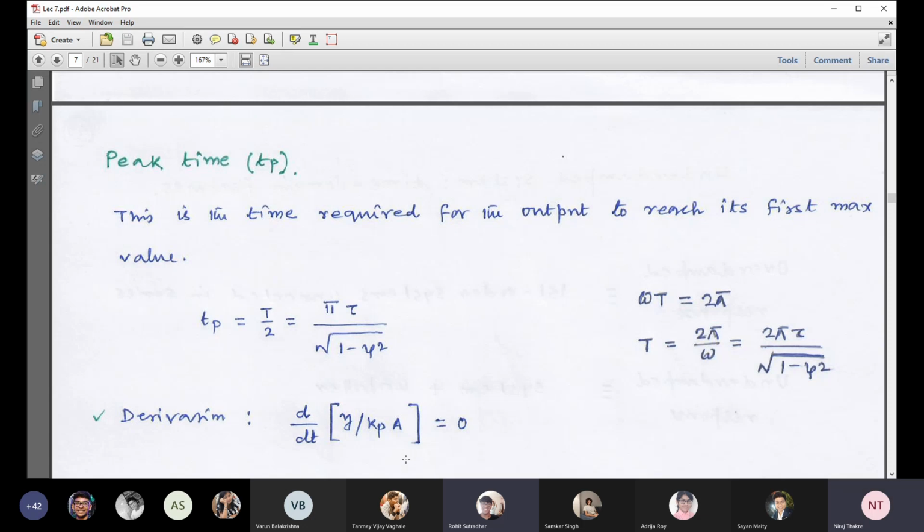Hello, sir. So am I audible? Yes, sir. I got t equal to pi by omega, if that is what you're asking. So I took the derivative of the second equation, the modified equation where we have omega and phi. And based on that, I got the last equation as tan of omega t plus phi is equal to tan phi. So from there we can get omega t equal to pi as the solution for T_p. Yes, sir.